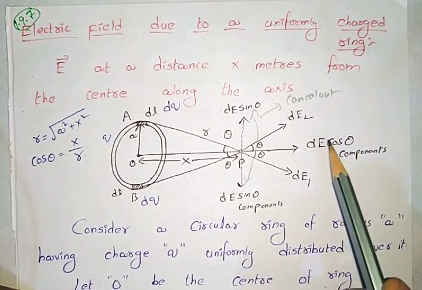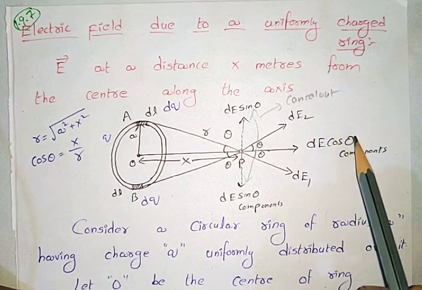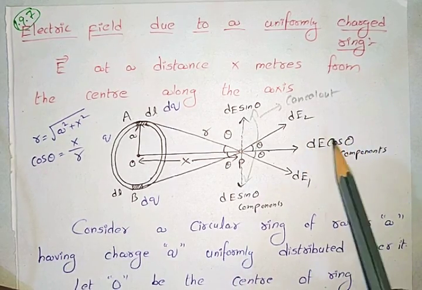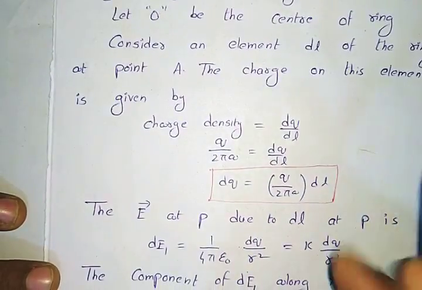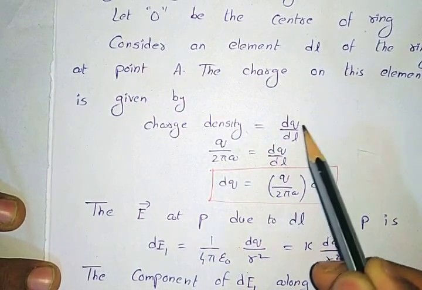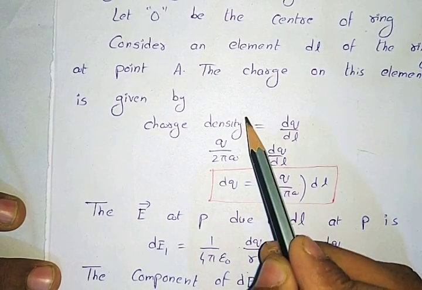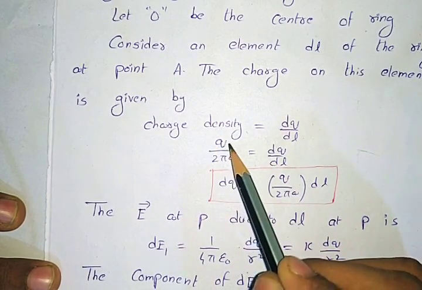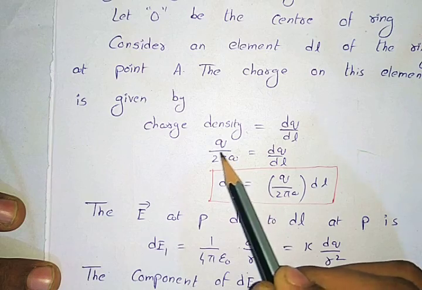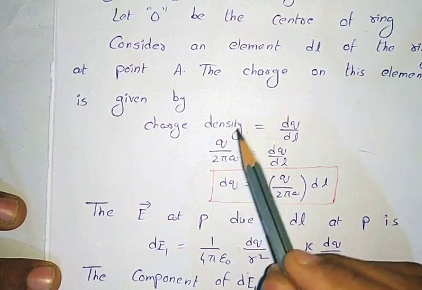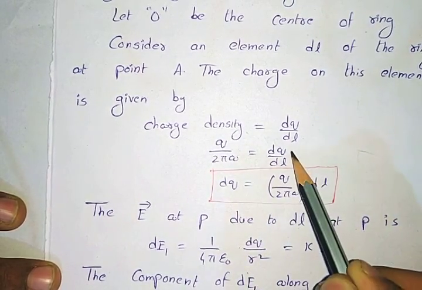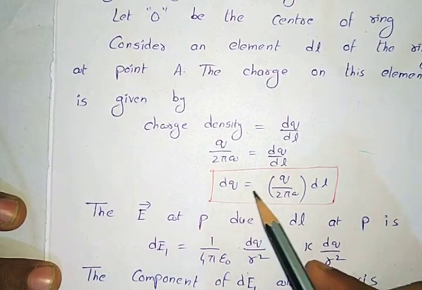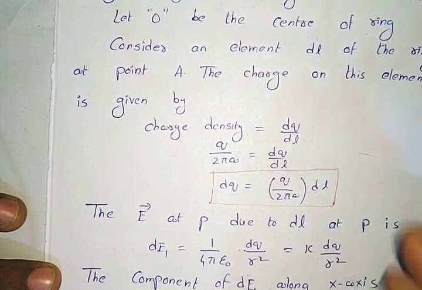So for the final result, by integrating dE cos theta you can easily find it. Now the charge density for this case is dq by dl, which is a linear charge density condition. It is Q by the total length, which is the circumference of the circle, 2 pi a. So q by 2 pi a will be equal to dq by dl. From that, dq will be equal to q by 2 pi a into dl.